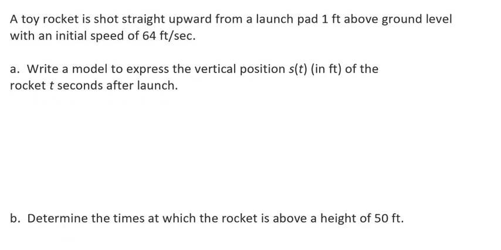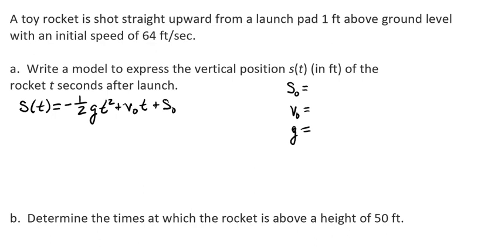So a toy rocket is shot straight upward from a launch pad 1 foot above the ground level with an initial speed of 64 feet per second. So we're going to write a model to express the vertical position S of t in feet of the rocket t seconds after launch. And so we're going to use our position equation, S of t equals -1/2 gt squared plus v naught t plus s naught. But we're going to have to replace those values, specifically our S naught, our V naught, and our G.